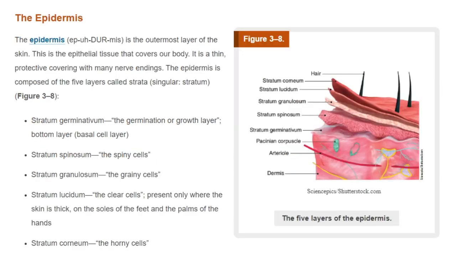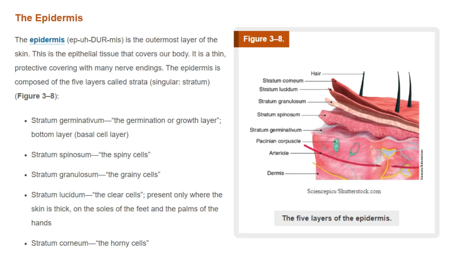The epidermis. The epidermis is the outermost layer of the skin. This is the epithelial tissue that covers our body. It is a thin, protective covering with many nerve endings. The epidermis is composed of the 5 layers called strata, singular, stratum, figure 3:8.